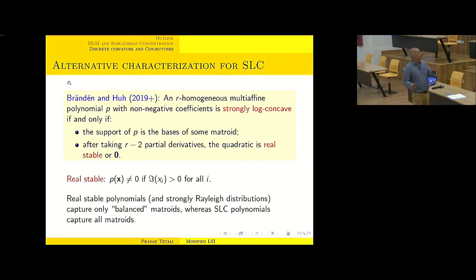And the second characterization is also beautiful, and it's very useful. After reducing it to a quadratic, it's real stable or degenerate. Meaning it's of degree r if the rank is r, right, for a matroid. After taking r minus 2 partial derivatives, the quadratic is real stable. Real stability was first explored quite a bit, particularly through the work of Marcus, Spielman, and Srivastava.